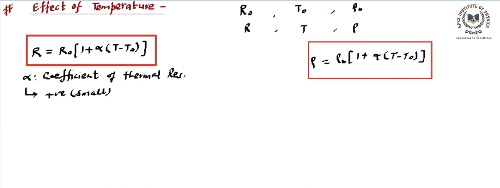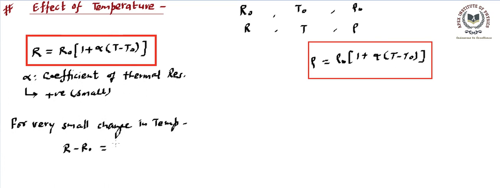Now if the temperature change is very small, we can rewrite this. So let me write it properly. This is for a very small change in temperature. We can rewrite this as R minus R naught is equal to R naught alpha times (T minus T naught). Now if we have changed the temperature by a small amount, and alpha is a very small number, then you'll find the change in R is also going to be small.